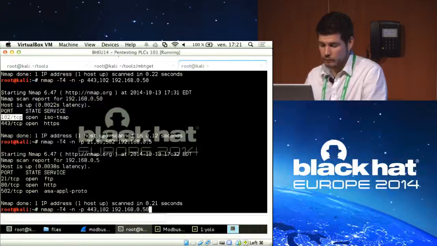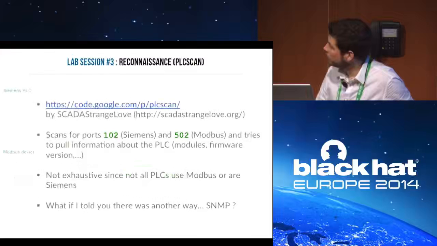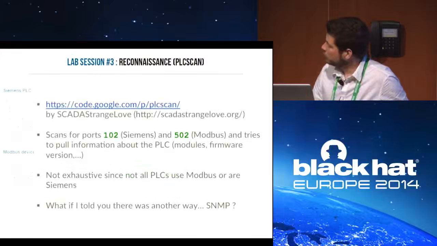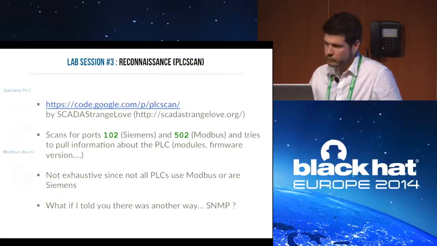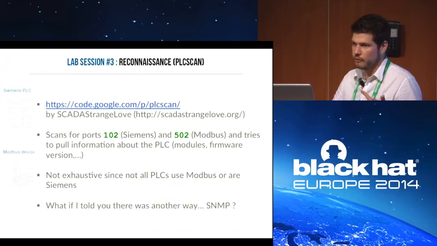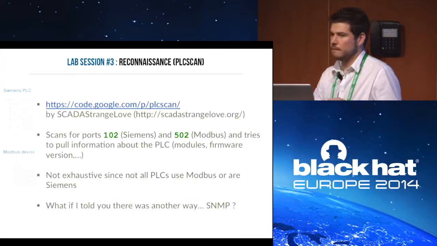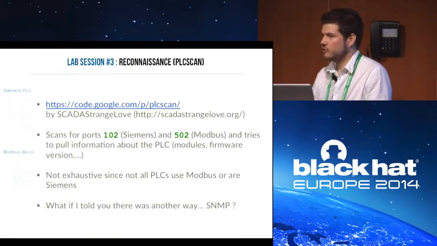And now we're going to use a different tool that is specifically designed for ICS. It was made by the SCADA Strangelove team. It's called PLCScan. It's not like nmap, so it's not going to find all the open ports. It's just going to focus on the Modbus port and the port used by Siemens, so it's only scanning two ports. But since these are legitimate requests, there's really a low chance that you will crash anything by doing that.